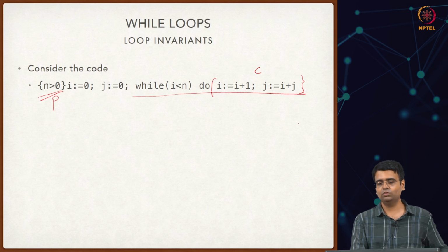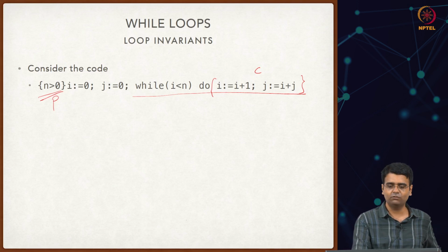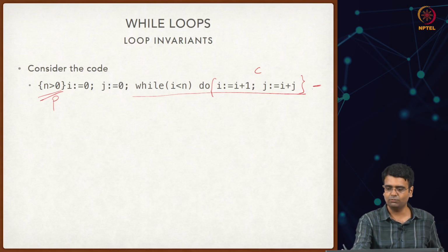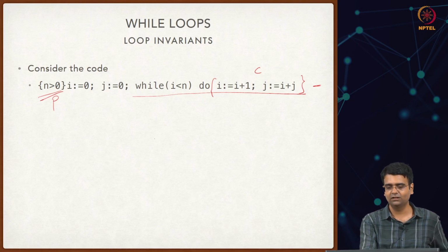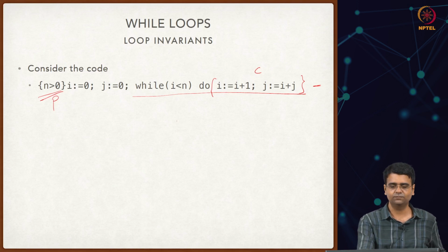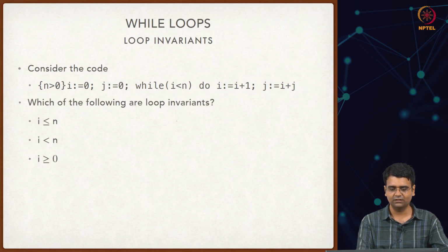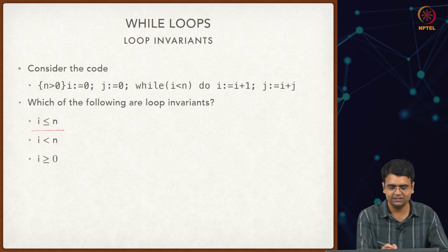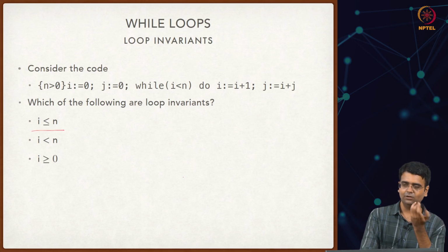Now let us try to come up with some loop invariants for this particular loop. So remember that a loop invariant should satisfy three properties. Here we don't have to worry about the postcondition because there is no postcondition. But any loop invariant that we come up with for this loop should hold at the beginning of any iteration of the loop. So let's look at some candidate loop invariants. Let's look at the first one, i is less than or equal to n. So is this a loop invariant or not?